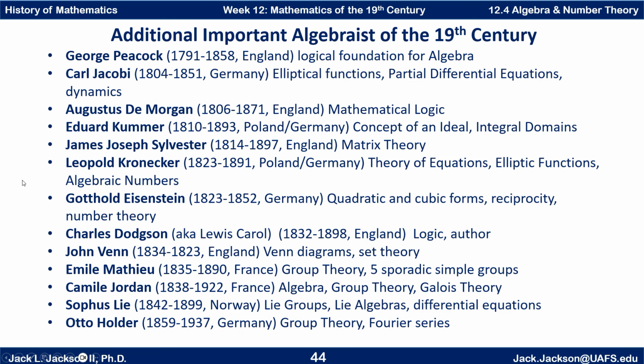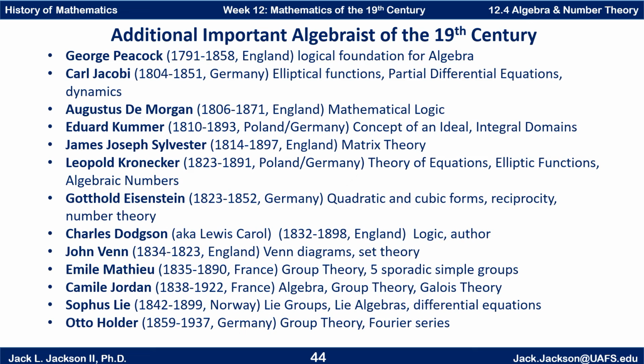And now I just want to quickly mention a whole bunch of other mathematicians and not say a lot about them, but there are so many important mathematicians of this century, and here are a few that did some important work in abstract algebra or in algebra in general. George Peacock from 1791 to 1858 lived in England. He did work on the logical foundation for algebra. Carl Jacobi, 1804 to 1851 in Germany, did work on elliptic functions, partial differential equations, and dynamics.